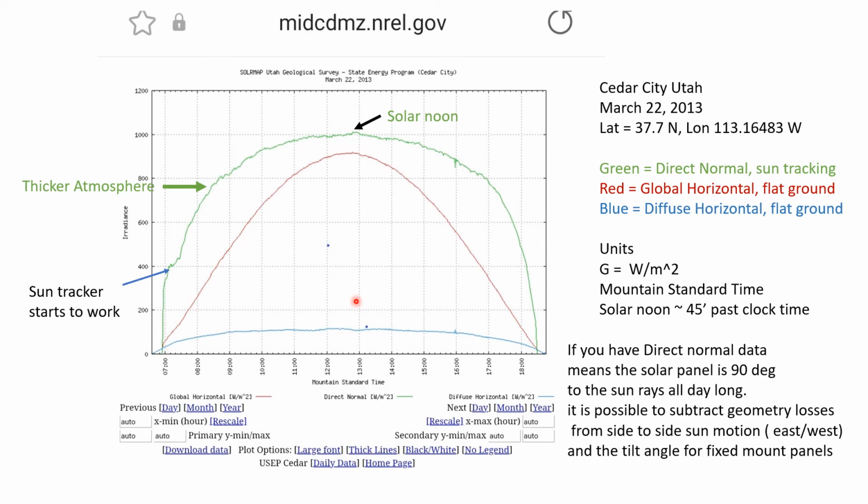Okay? And I'm going to go back to the difference between horizontal and tracking is you have a geometry issue, because if you have a horizontal, you're not tracking the sun, but the sun has a certain elevation, maximum at noon, and lowest in the morning and in the evening. And it travels east to west across your panel. Okay, I think that's done.